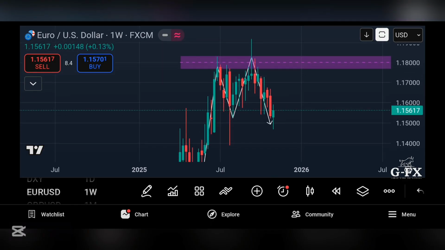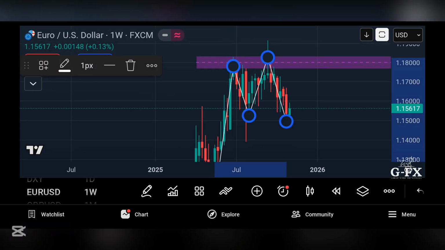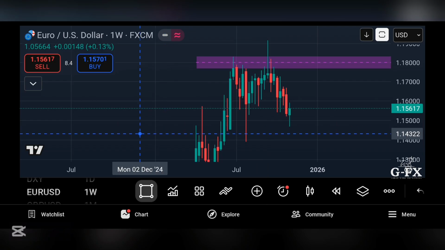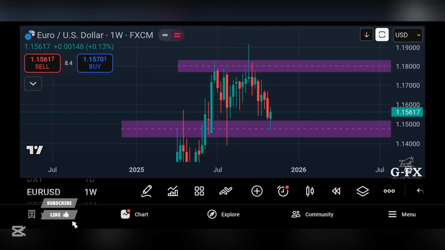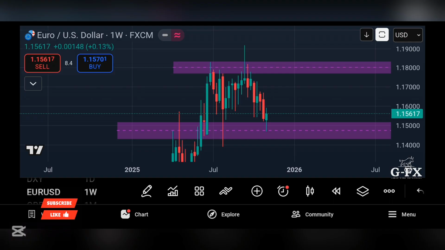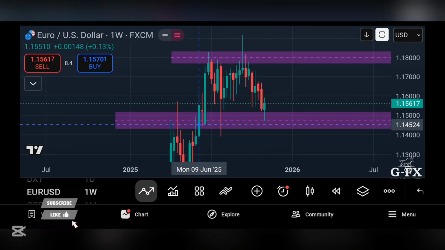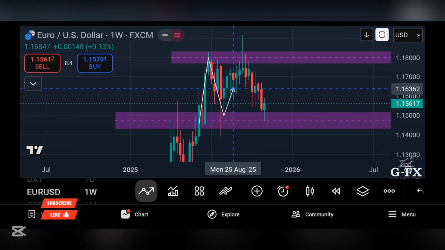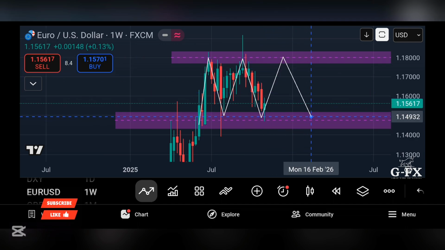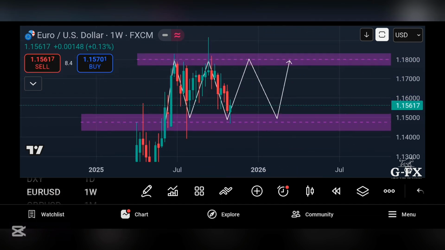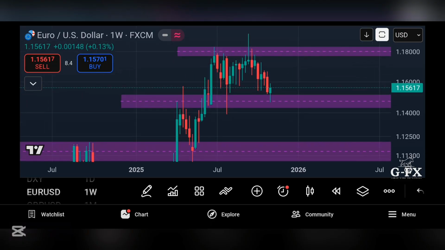And I'm just going to draw another zone here, acting as support. And from what I'm seeing, I think from the weekly chart, the Euro USD might be on a, what would you call it? The chart might be consolidating for the moment. We might be seeing some consolidation for the weekly chart.